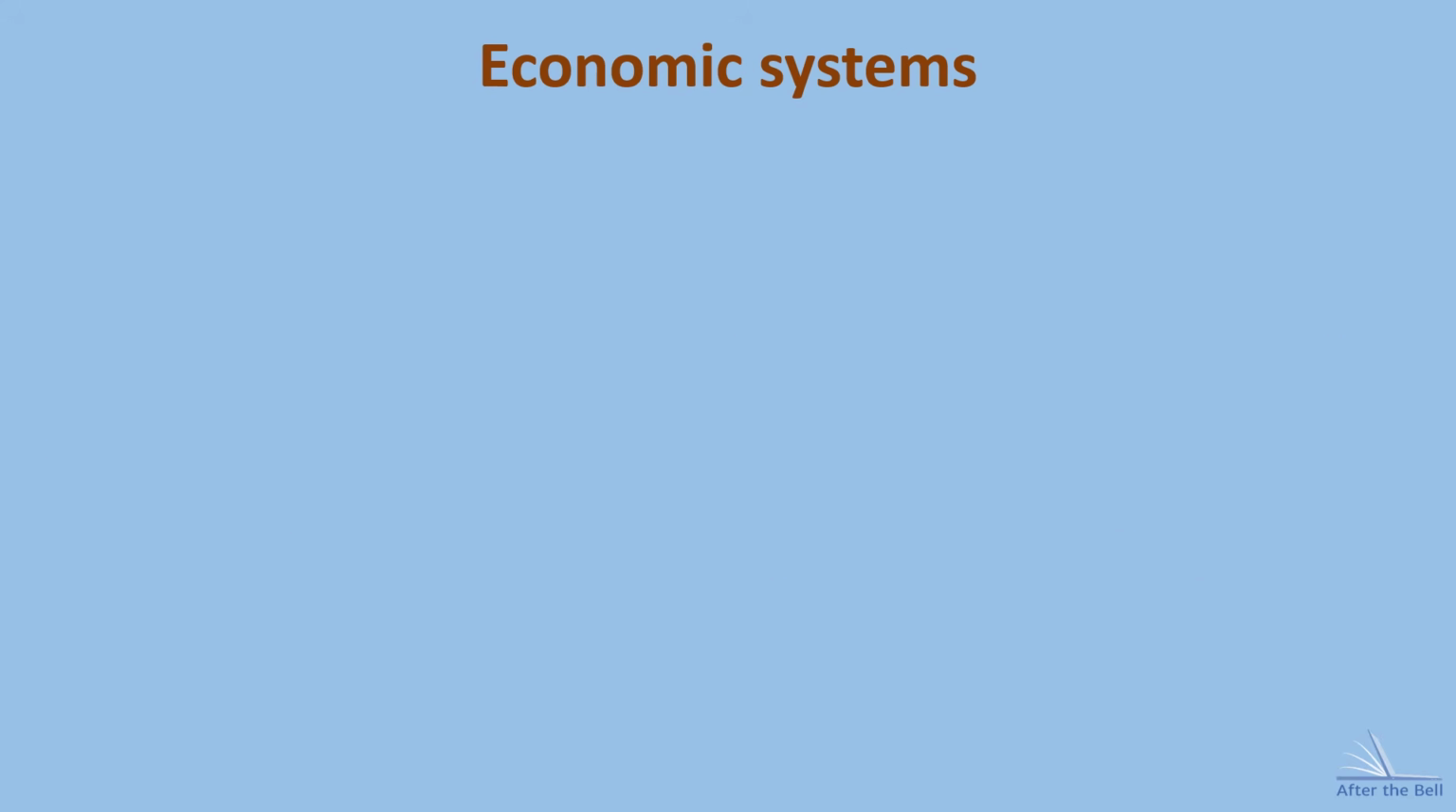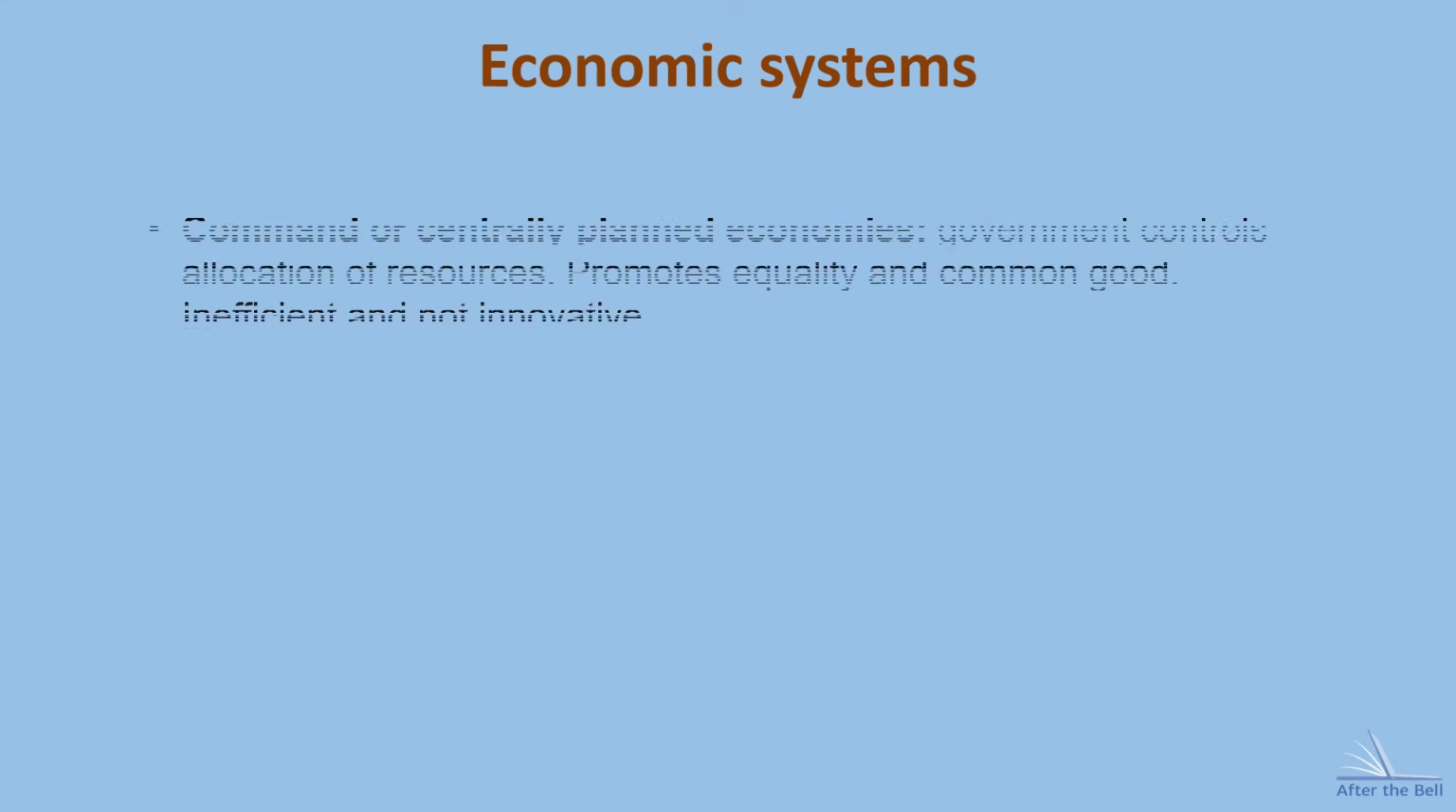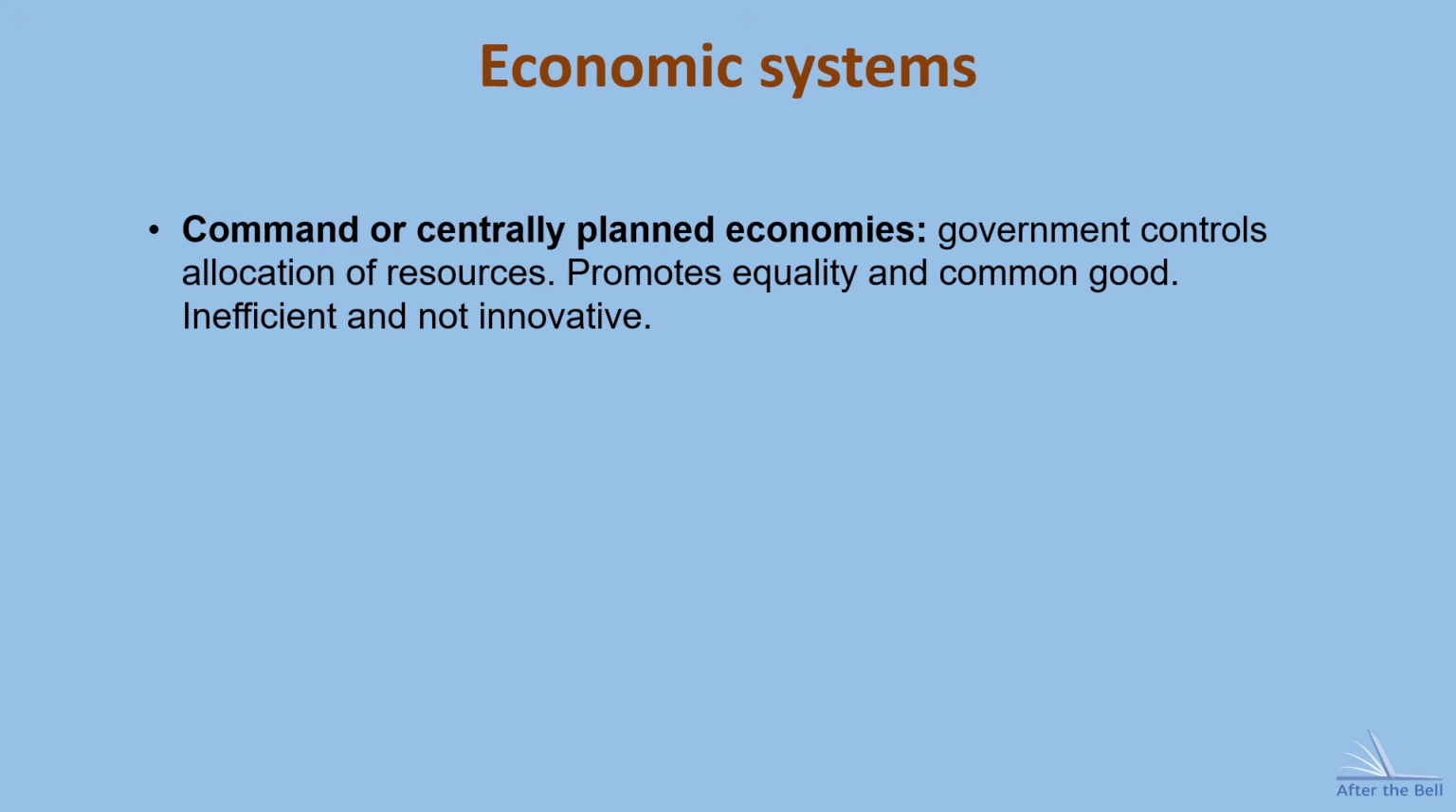So let's summarise what we've covered. There are three main economic systems to be aware of. Command, or centrally planned economies, are when the government dictates allocation of resources. Advantages include promoting equality between citizens and channeling investment to where it's most needed in the country. But they are generally more inefficient and lacking in innovation.